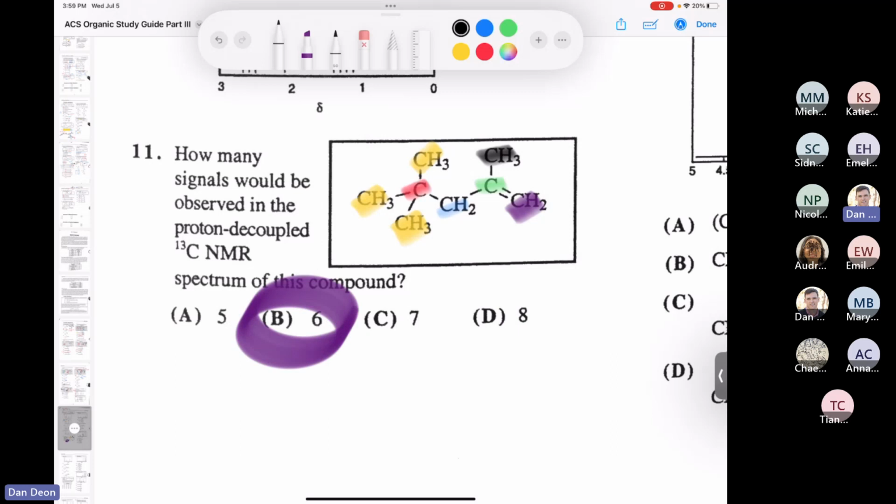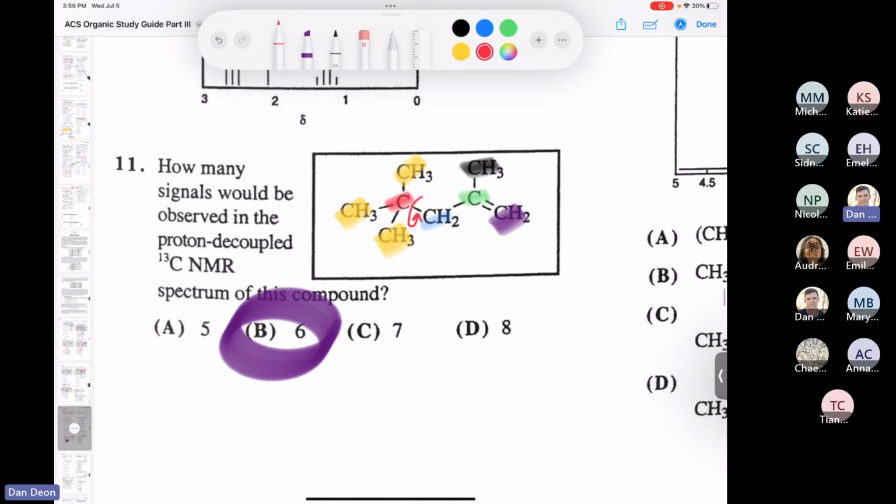All right, because remember, you have free rotation around this carbon-carbon bond here. And so those 3 methyl groups that I have highlighted in yellow, those are all chemically equivalent, and none of the other carbons are chemically equivalent in any way.